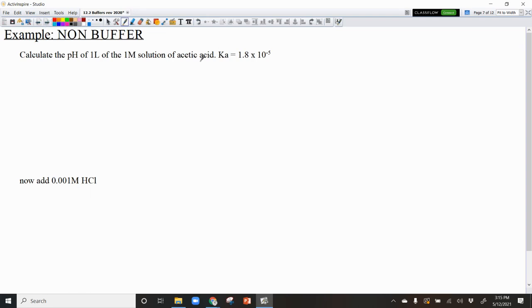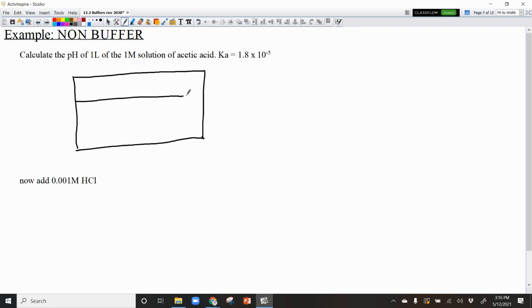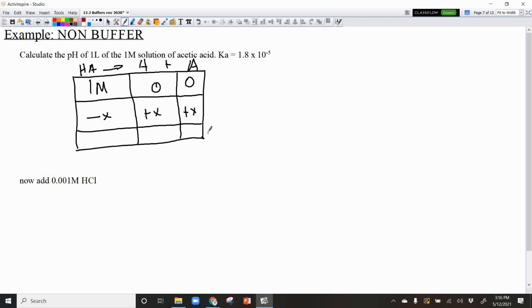We're going to calculate the pH of a 1 liter of the 1 molar solution of acetic acid. Okay, so in order to do this, we need to have our ICE chart. This is what we were doing in our last section. That's going to dissociate into H and A. We're starting off with a 1 molar solution. This is going to go down by X. We have none of this and none of this. This is going to go up by X, and this is going to go up by X. So this is going to be 1 molar minus X, X, and X.